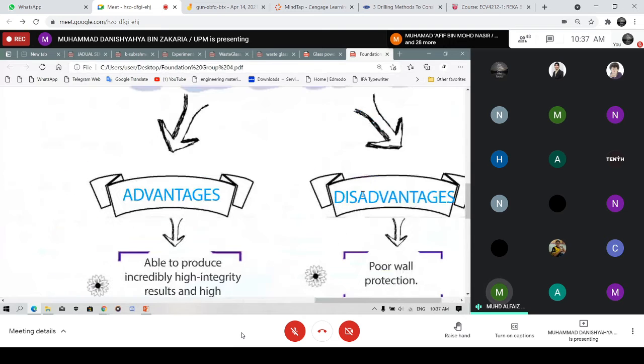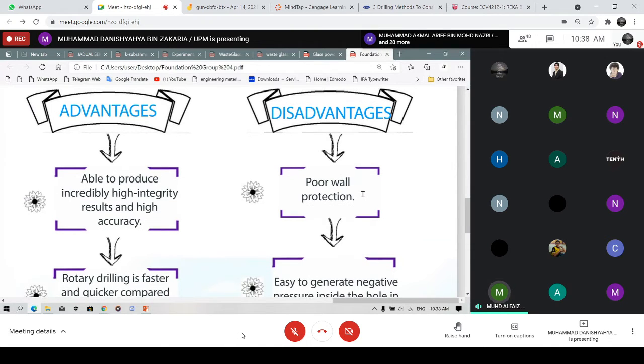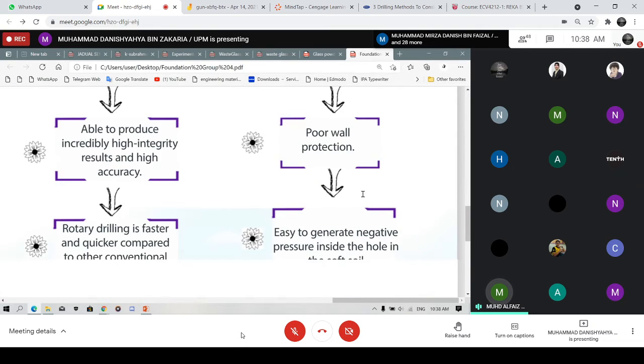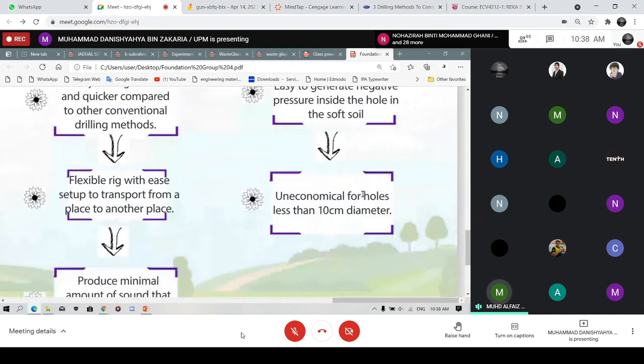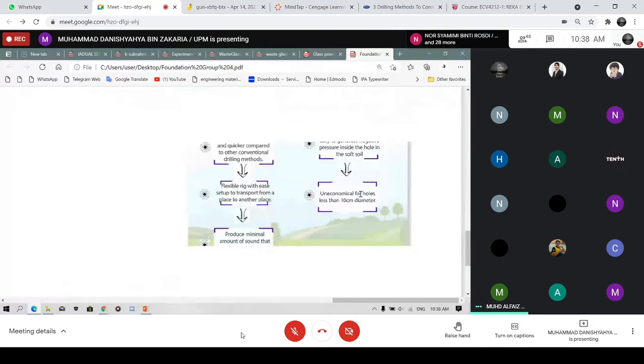Assalamualaikum. My name is Al-Faiz. I will continue with the disadvantages of using rotary drilling. The first one is poor wall protection. Due to the fast drilling speed of the rotary drilling rig, it is mainly used to drill through cutting soil, especially in landfill and soft soil layers. Hole collapse and shrinkage are easy to occur and should be given attention. The second one is that it is easy to generate negative pressure inside the hole in soft soil, which makes shrinkage easy. The last one is that it is uneconomical for holes less than 10 centimeters in diameter. That's all.